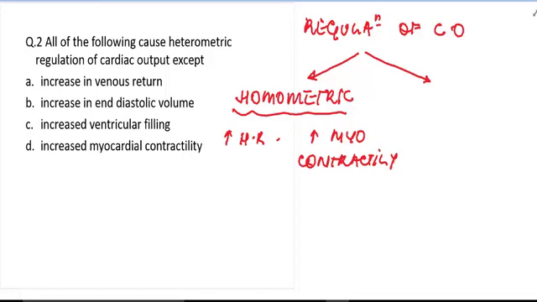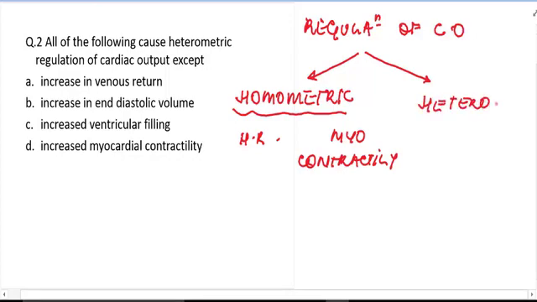So the factors that can produce a homometric regulation of cardiac output are an increase in heart rate and an increase or decrease in myocardial contractility. Anything which changes heart rate or myocardial contractility will be under homometric regulation of cardiac output. Now what is heterometric regulation of cardiac output? This includes all the factors which change the cardiac muscle length.